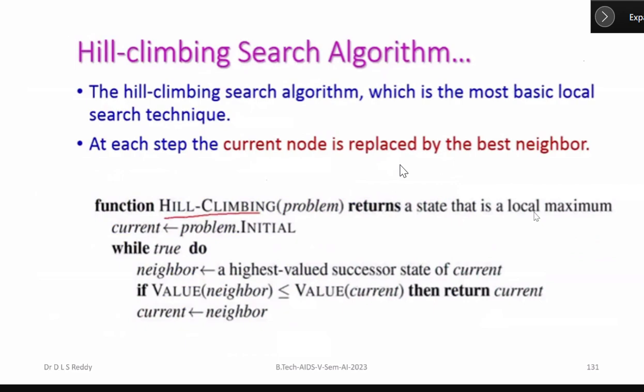Return state is the local maximum. You'll be at the initial state and you select the neighbor which has the highest value. That neighbor will become your next current state. Like that, you will continue this process till you reach the local maximum or global maximum.